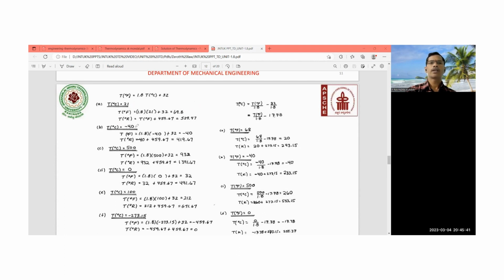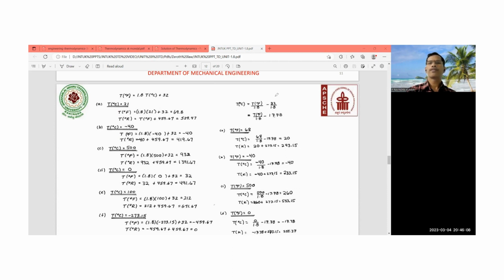When T degree centigrade is equal to minus 40, substituting that in this particular T degree F and T degree R, then you will get values like this. If T degree centigrade is 500, substituting that in the Fahrenheit and Rankine scale, then you will get like this. If T degree centigrade is equal to 0 degree centigrade, then what about the Fahrenheit and what about the Rankine scale? So this is how the relations are.